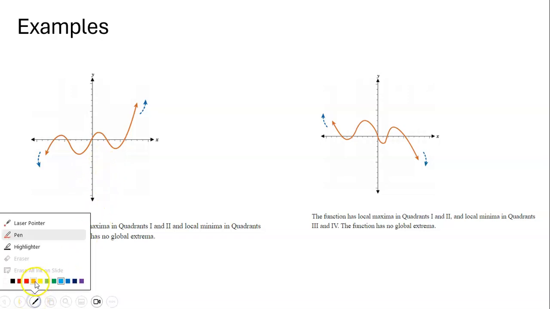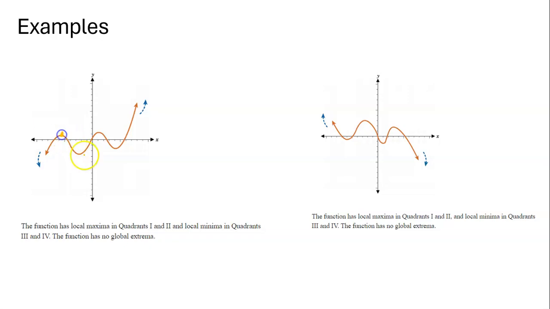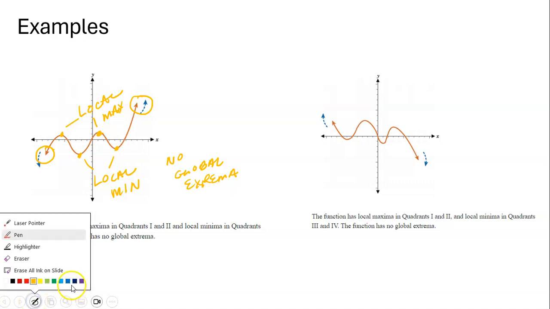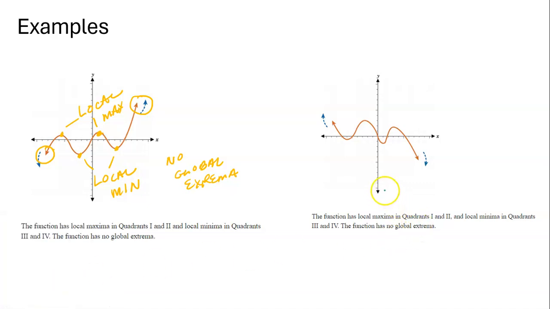Let's change colors. I want orange. So we've got several different inflection points on this one. What we have is no global extrema, no global max, no global min, because this is going to go on forever and this is going to go on forever. So all of these are going to be local. These two are local maxes and these two are local mins, minima. Let's do green. This is the last example we have for these. Wherever it changes direction, I just put little dots because that reminds me.